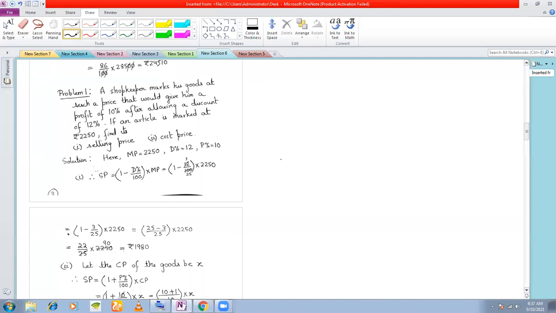Okay. If an article is marked at 2250, so here mark price is given to be 2250. And how much is the discount given? Discount percentage 12%. Okay, so what can we calculate if the discount percentage and mark price is given? We can calculate the selling price from here, right? So calculate the selling price.